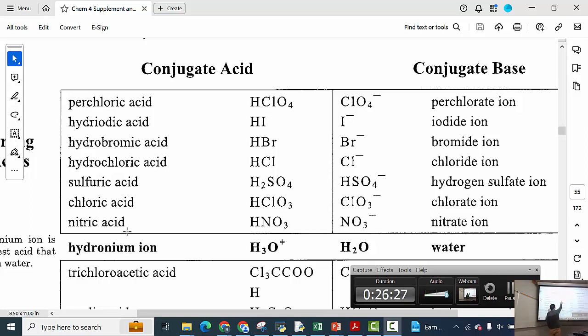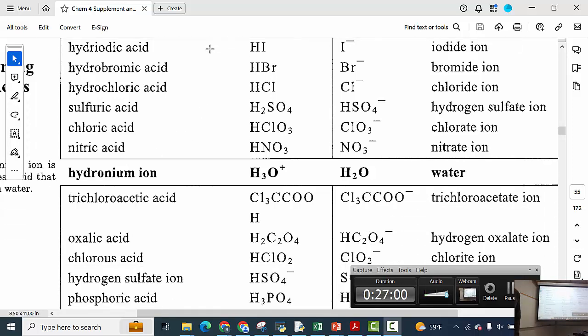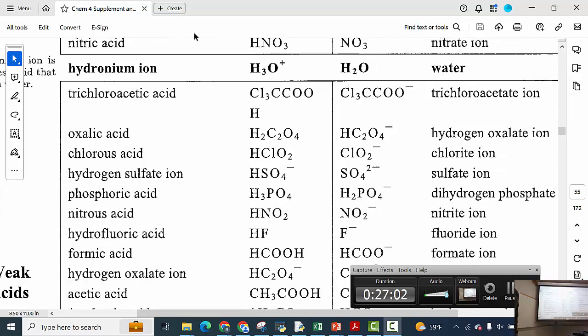HBr? Hydrobromic. HCl? Hydrochloric. H2SO4? Yeah, sulfuric acid, chloric acid, nitric acid. Hydronium is a product of H plus and water, but that's where it would rank here. So you wouldn't go to the store to buy hydronium acid. It would be like hydrochloric or any of the other acids, which would be producing the hydronium.